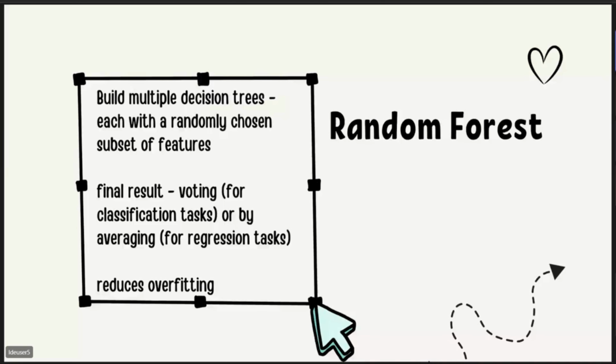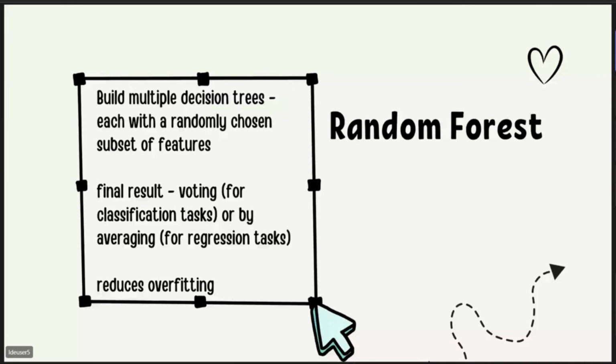Maybe let's say I have a picture and each tree is going to predict whether the picture is a bird or a cat. Okay, so out of 15 trees, 10 trees are telling that it's a bird, 5 trees are telling that it's a cat.